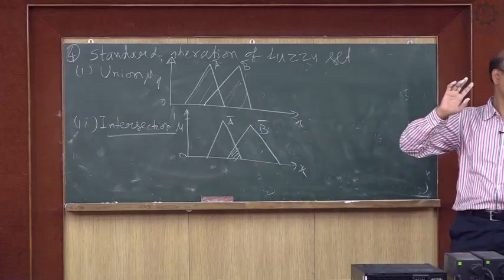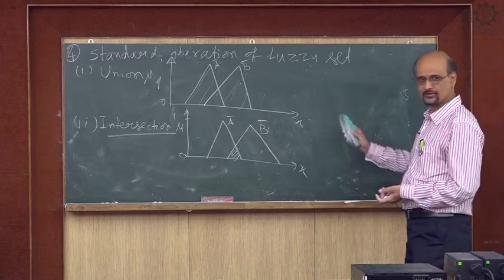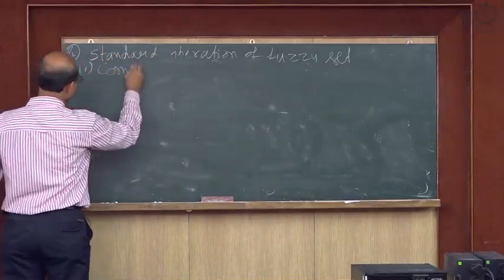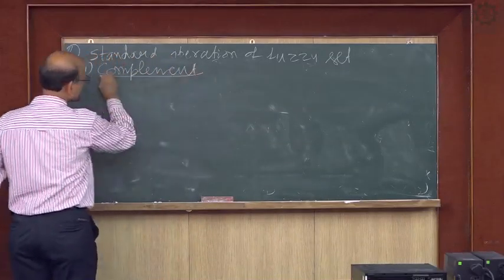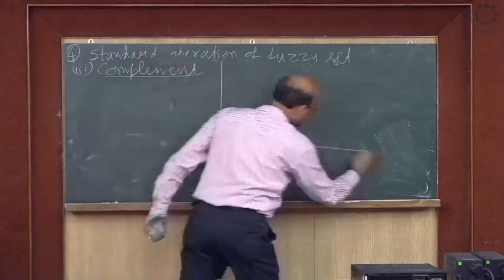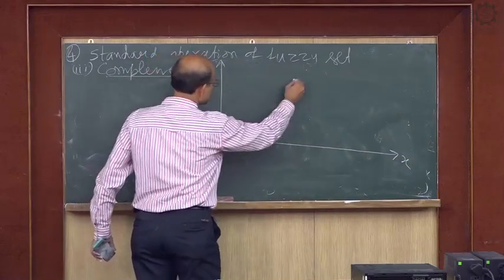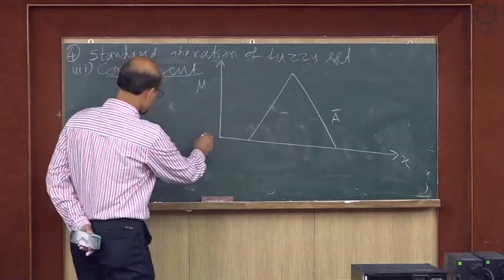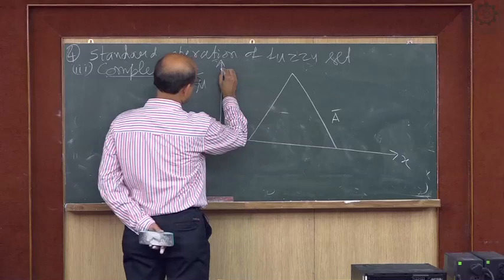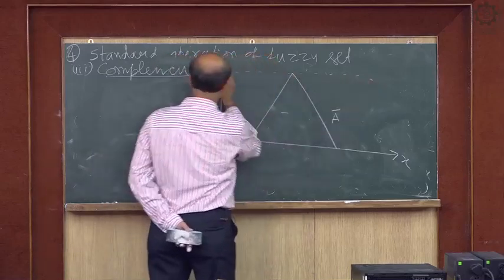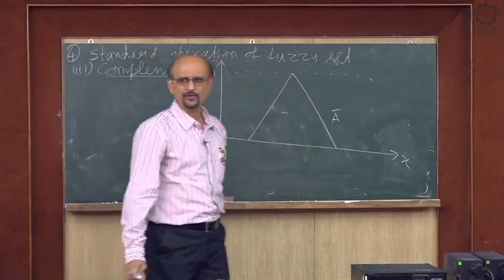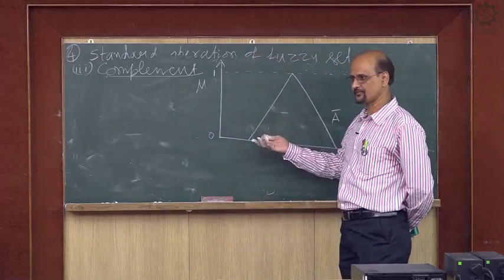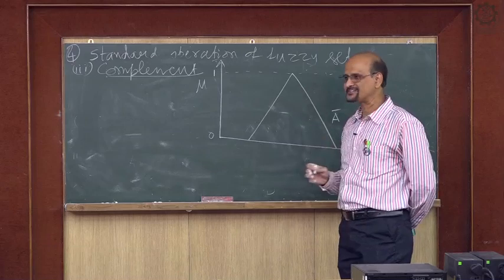Now, come to the complement. Third is complement. Suppose I have a fuzzy set A bar, and I define this as a normalized fuzzy set. So, I have this 1, touching 1. This is a normalized fuzzy set because the height is 1, though it may not always be 1. So, I want to find its complement.